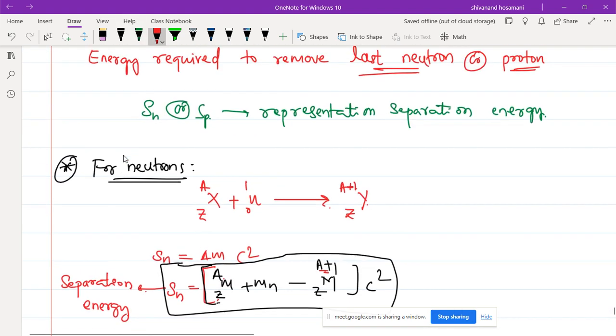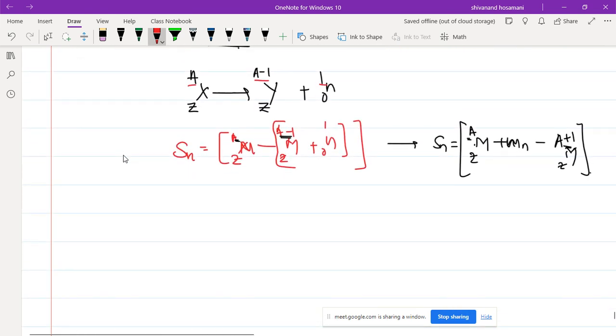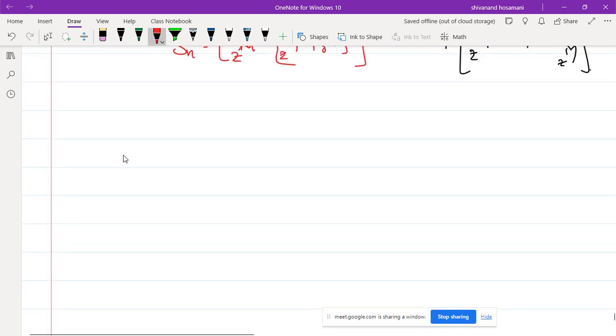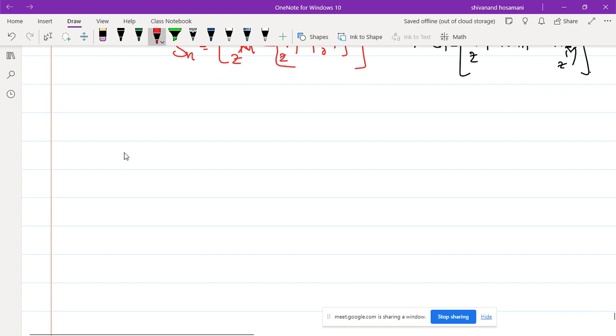Therefore, neutron capture and neutron emission both are going to tell us about the separation energy of the neutron, the separation energy during the neutron process. The second one is for protons. How can we write it for protons? For protons, we are going to write the same thing like this.